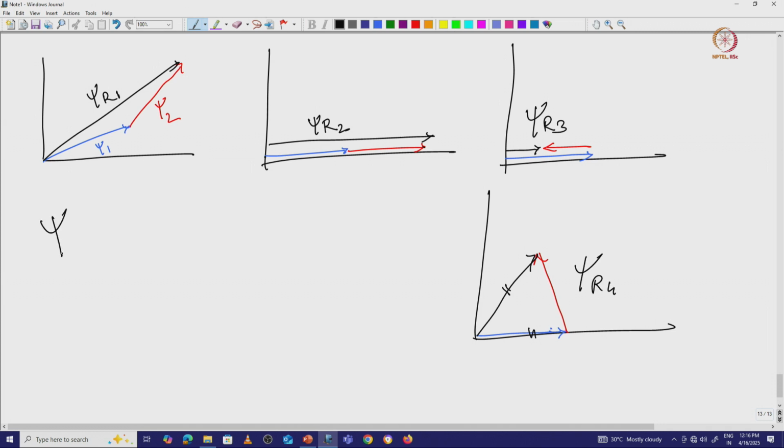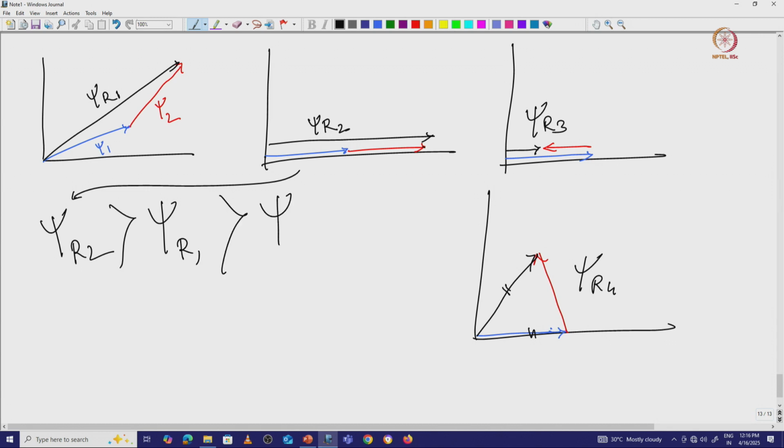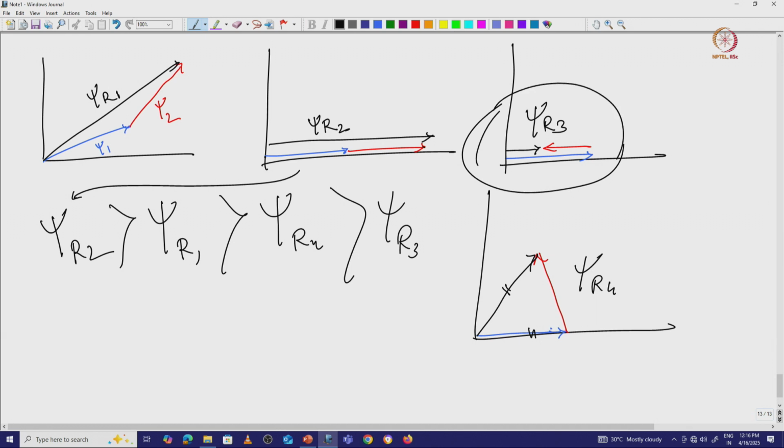So, the maximum amplitude we will get here, as I told, R2 will be much higher, then we will get this one R1, and then we will get R4. When they are completely opposite, in many cases we will lose our signal, and in some cases even two waves are converging, merging together, but still we do not gain any extra intensity, or we do not lose any amplitude intensity. That is happening in this particular case.